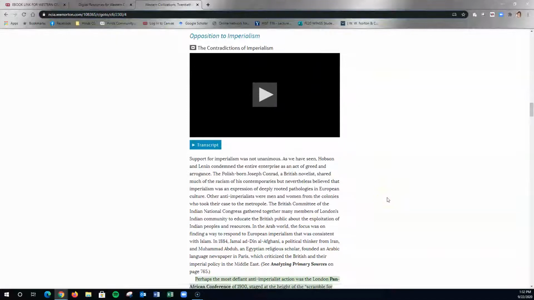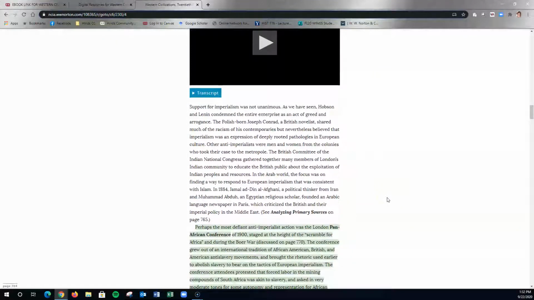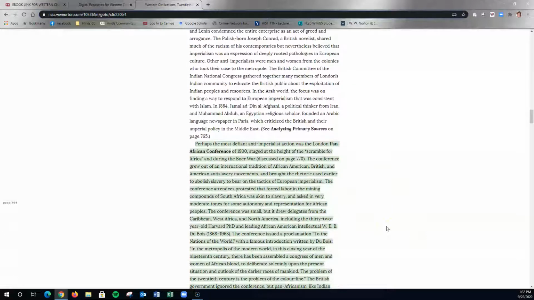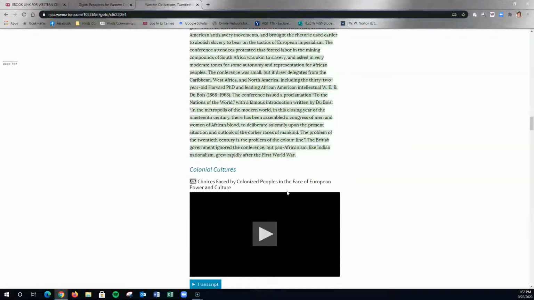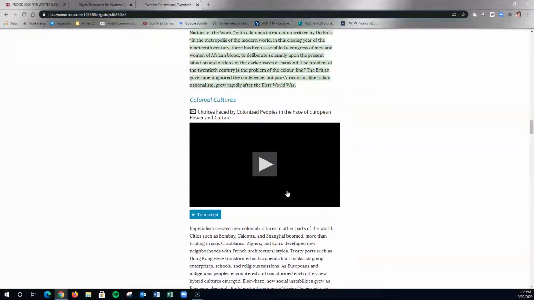And some of this leads to some opposition. There's opposition here in America to imperialism, led by Mark Twain, of all people. Mark Twain was a major anti-imperialist. But there was anti-imperialism from all over the world, and some of the people that were involved in it, like I said, included Mark Twain, W.E.B. Du Bois. So all of those are involved in the Anti-Imperialist League.